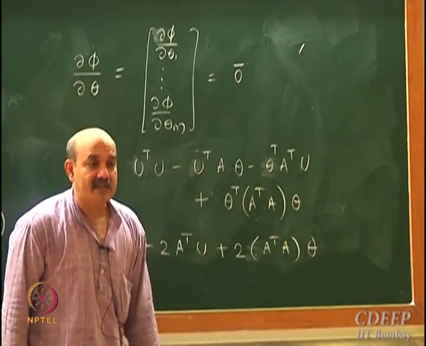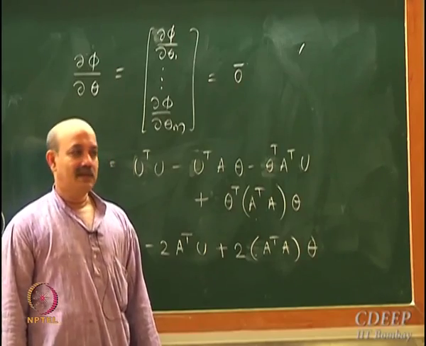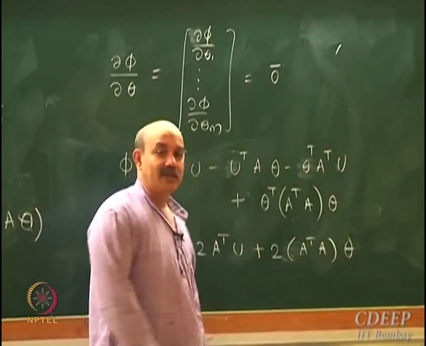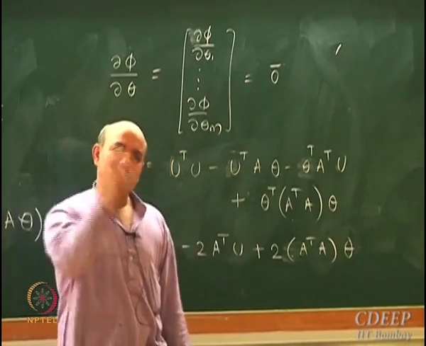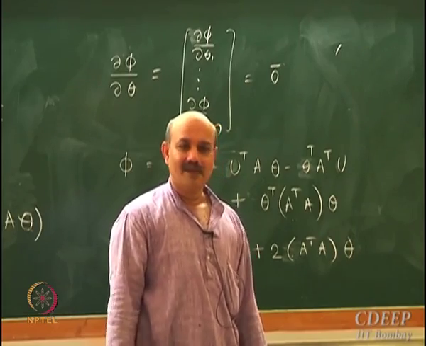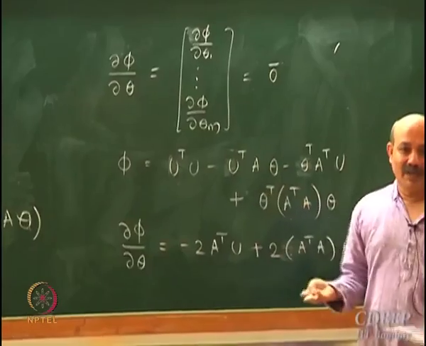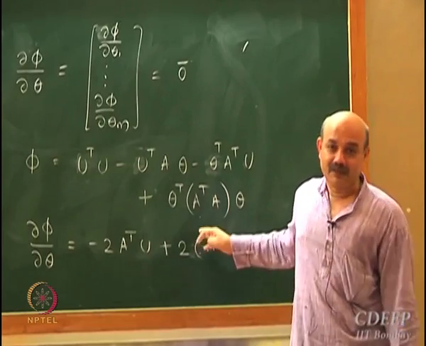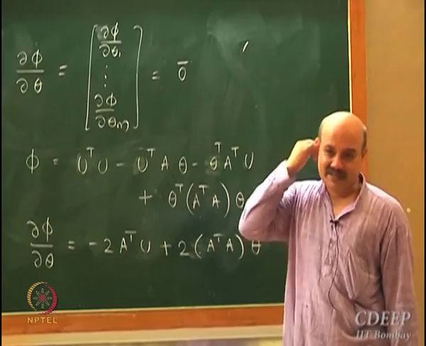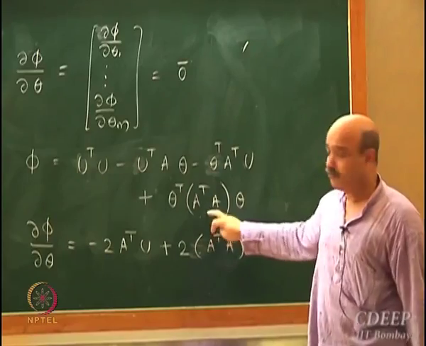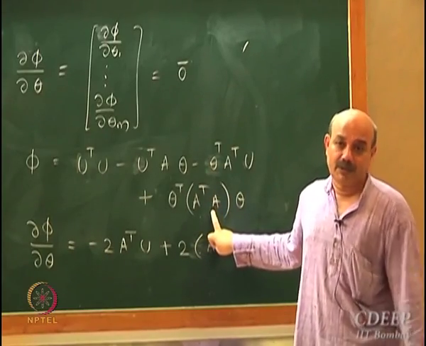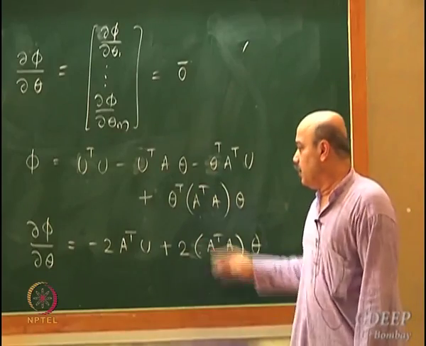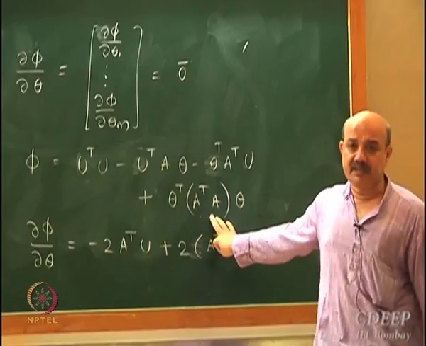This A transpose A is a special matrix. What kind of matrix is it? It will be m cross m, so in this case, a 3 cross 3 matrix. Can I say that A transpose A is always a symmetric matrix? You take the transpose of A transpose A, you will get back A transpose A. Positive definite matrices naturally appear here. We don't have to make any effort. It just plops out from the equations. This is a symmetric matrix, and we'll go on to show that it is positive definite also.